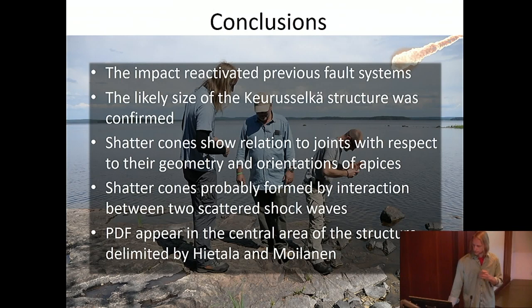Now, the planar deformation features were found only in the central part of the previously determined area of the impact, which confirmed the location of the impact. So I had asked this question earlier from the findings of joint spacing. Did the impact happen more to the west, or was it oblique? Thanks to the findings of shatter cone distribution and the planar deformation feature finding, we could determine that indeed it impacted at the center, it did not impact further to the west, so it was probably an oblique impact, which is why the joint spacing is offset to the west.